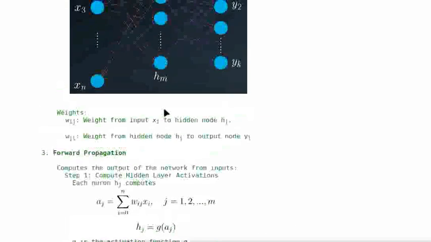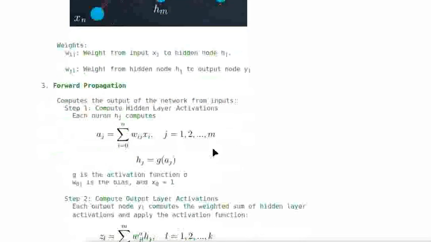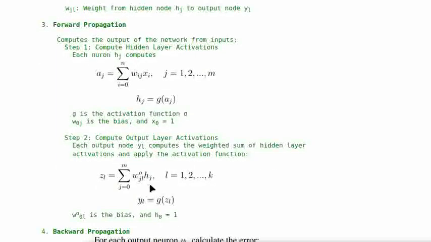In step 2, we compute output layer activations. Each output node L computes the sum of the hidden layer activations and applies the activation function. So each of these nodes computes this hj value times the weight, and sums over j. To distinguish this weight from this weight, we add an O here to denote output. So it's a sum over j here. Basically this means from the hidden layer to an output layer node L. yL is equal to g of zL. w0L with O is the bias, h0 is 1. Now we have all the outputs calculated.